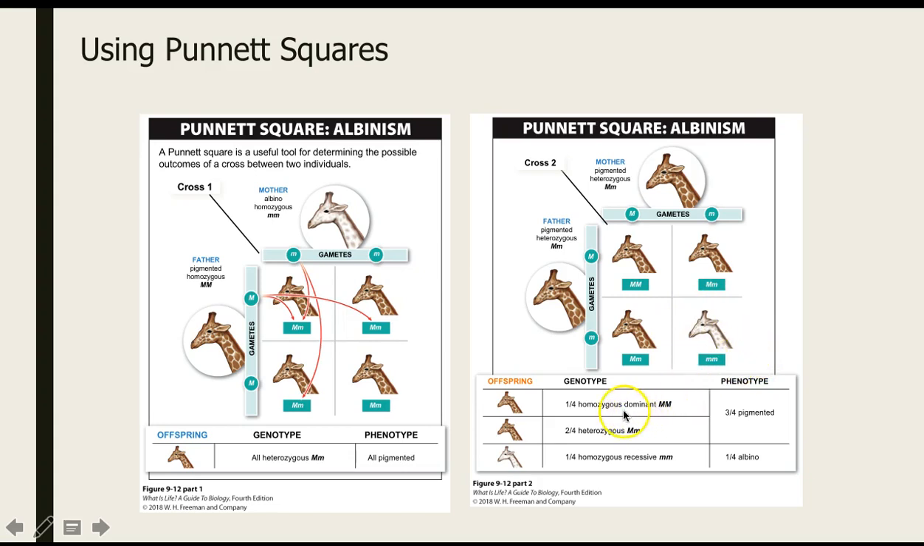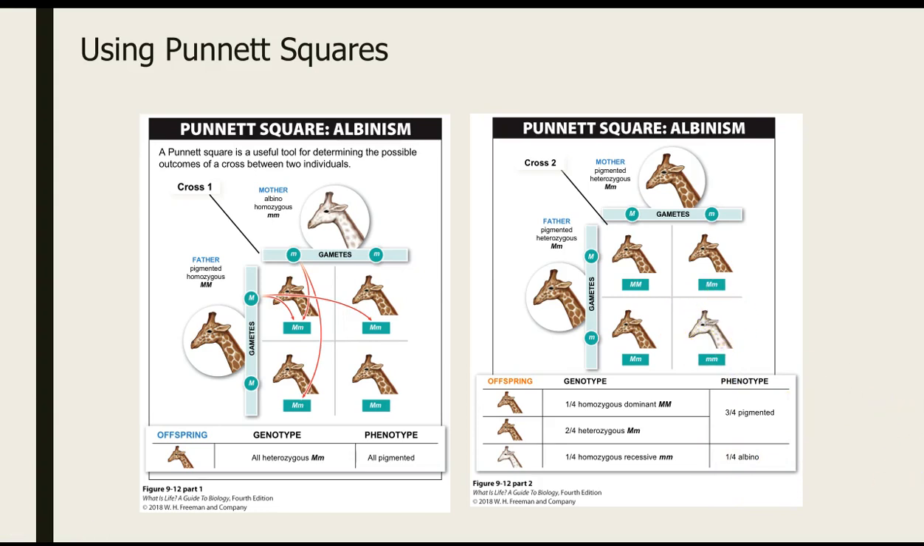The genotypic ratio, and your book does this in fractions, and you can do it in fractions too, or you can do it as a straight up ratio, but you get 1/4 homozygous dominant to 2/4, or 1/2, heterozygous to 1/4 homozygous recessive. That's the genotypic ratio. If you look at the phenotypic ratio, you have to combine anything that has the same phenotype. All three of these have the same phenotype. So 3 out of 4 are pigmented, and that's in ratio to 1/4 of them that are albino.